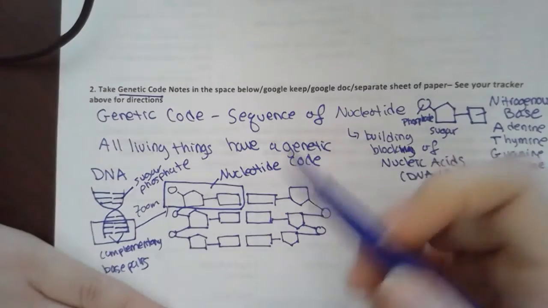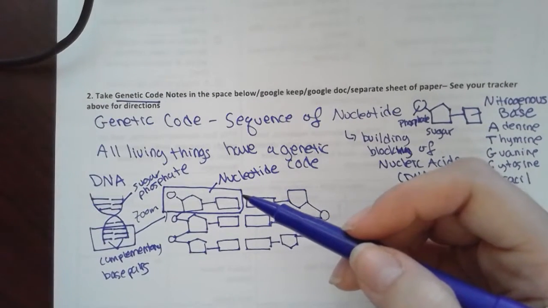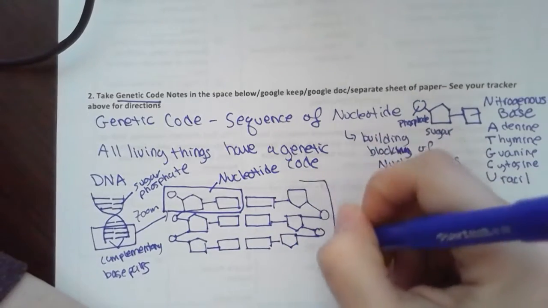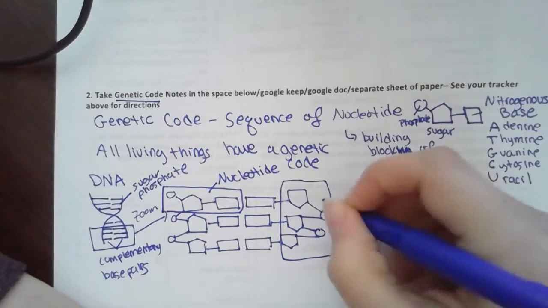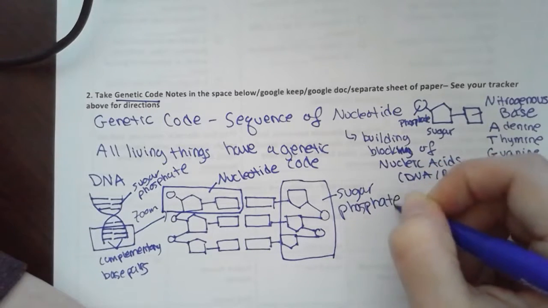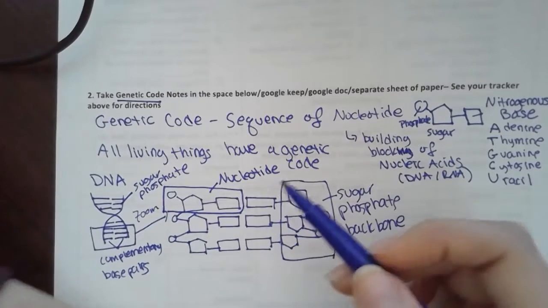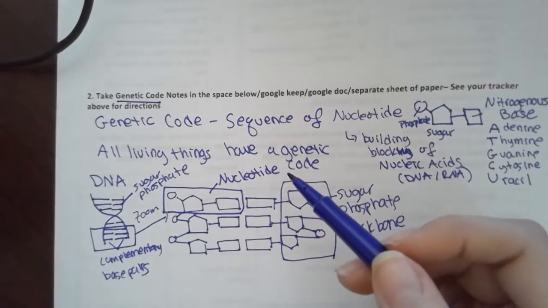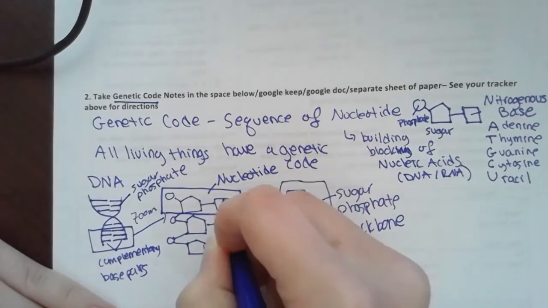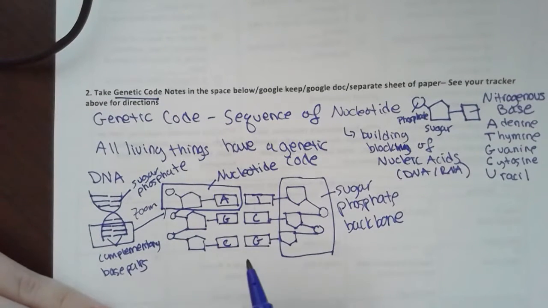So if I'm looking here, the thing that determines my sequence is my nitrogenous base. Everything has a sugar and a phosphate. Everything is going to have this sugar phosphate backbone. Everything is going to have nitrogenous bases, but the thing that's different is which nitrogenous bases there are. So remember, if we're talking about DNA, my pairs are always A to T, G to C. That's how they always pair. This is what's going to be different.